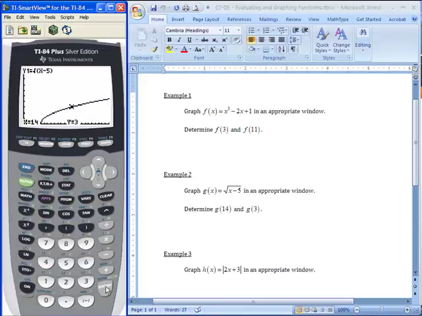And the calculator comes back and tells me that when x is 14, y is 3. And if you substituted directly, you could see that 14 minus 5 is 9, and we know the square root of 9 is 3. So that makes perfect sense.